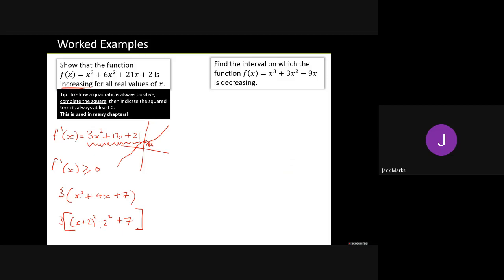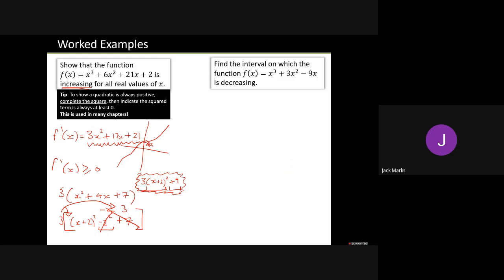If I clean this one up here, what's this bit here? This one here is going to be minus 4. Minus 4 plus 7 is going to be 3. And then when I apply this 3 back, I will have 3 times (x plus 2) squared, and what's that one? Plus 9. And if you remember from before, whenever you have something squared, it's at least 0. So even when it's 0, you'll still have plus 9. So this is going to be a positive expression for any value of x.